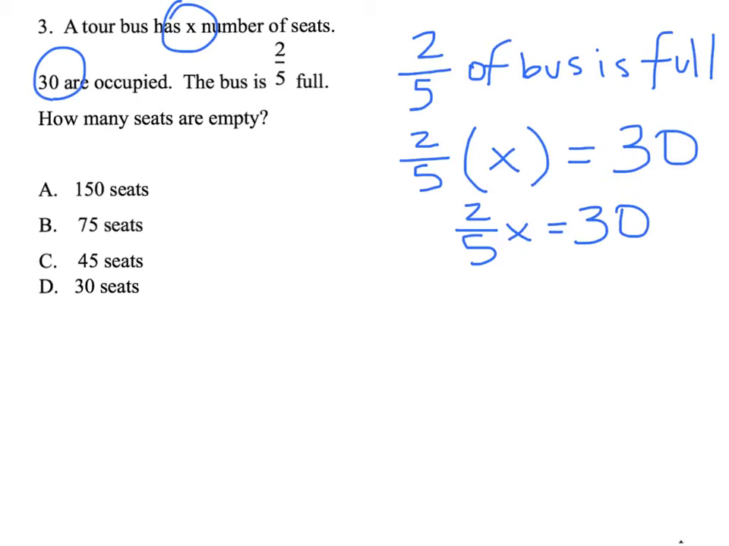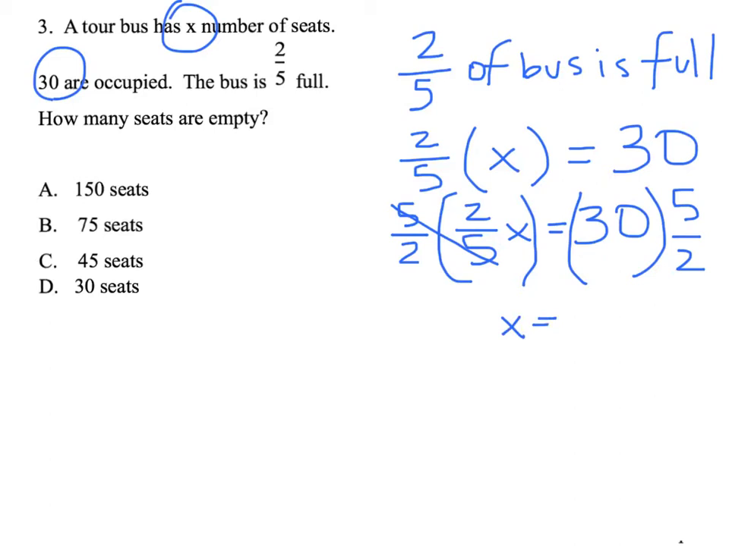So since 2/5 is being multiplied by X, I could divide, but remember, dividing by a fraction is such a pain. So instead, I'm going to multiply by the reciprocal. So the reciprocal of 2/5 is 5/2. So then 5 times 2 is 10, 2 times 5 is 10, and 10 divided by 10 is a single X.